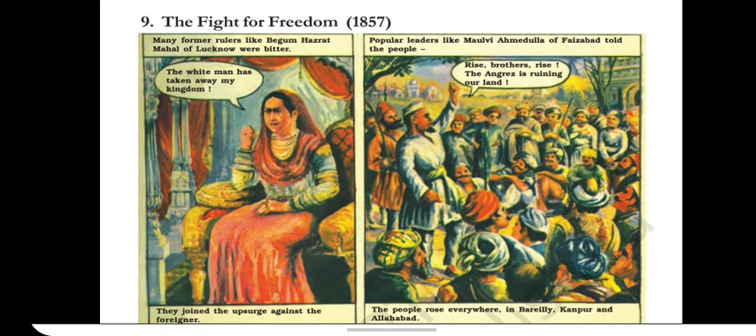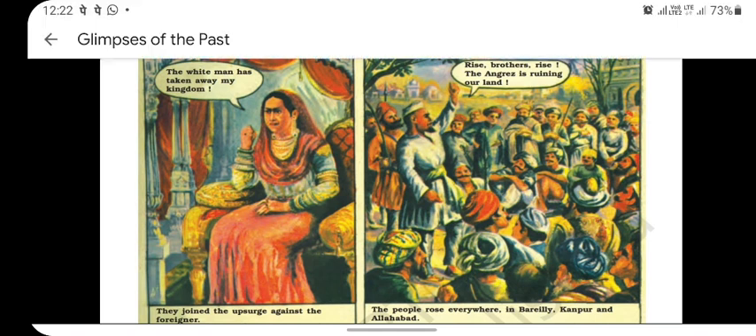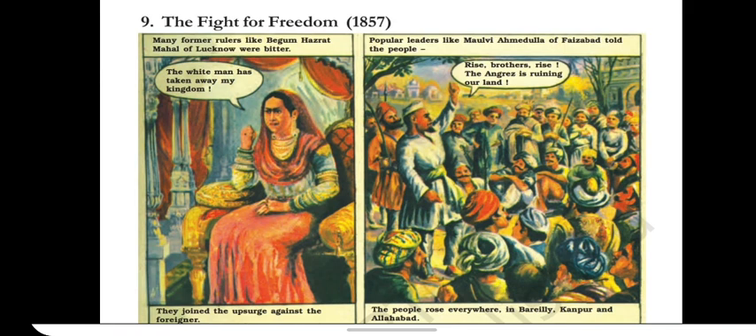The fight for freedom, okay, and as you have seen that all of it started spreading, then many former rulers, former means previous rulers, like Begum Hazrat Mahal of Lucknow were bitter. They were also angry. The white man has taken away my kingdom. They joined the upsurge against the foreigner. Upsurge means rebellion, okay, revolt. They joined the revolt which was against the foreigners.